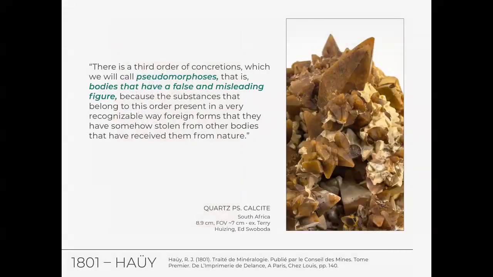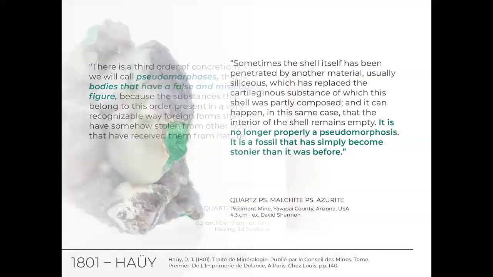In this, Hui describes a subtype of concretions, which he calls pseudomorphoses. This is the first known use of the word pseudomorph. He describes them as bodies that have a false and misleading figure, which they have somehow stolen from other bodies. I take a little bit of offense at the accusation that pseudomorphs are thieves, but this sort of rhetoric will persist.